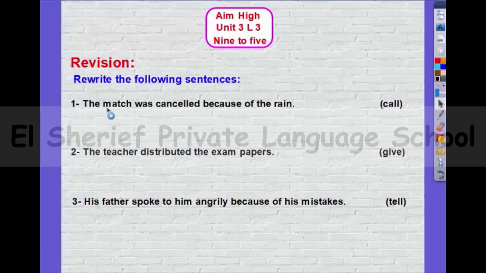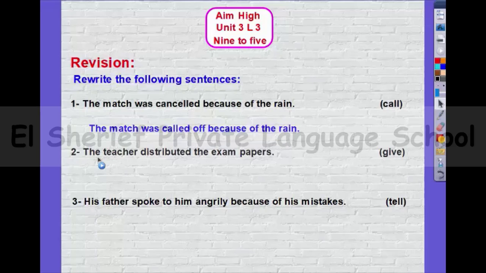Number 1. The match was cancelled because of the rain. So to call something off is to cancel it. So the sentence is going to be something like this. The match was called off because of the rain.